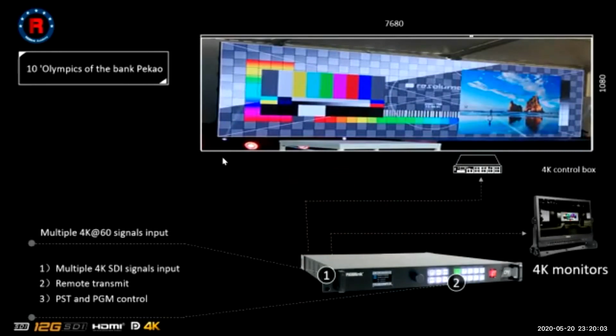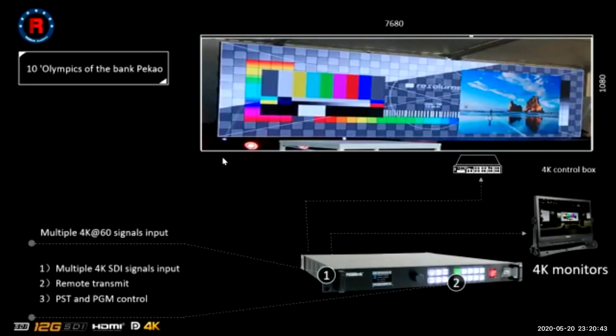Let's check one of our successful cases. Take the Olympic of the Bank Pekao conference. In this case, our customer has a 4K LED display to show the content. Customers also need very high image quality on the LED display. As we've introduced before, D4 can support the EDID feature, and the EDID resolution can support up to 4K. So on output, it also can support 4K output.